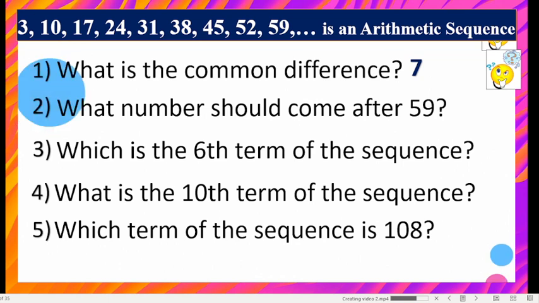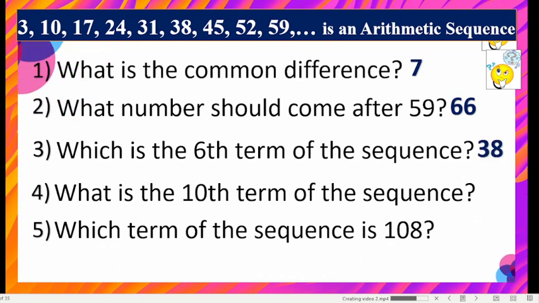Number 2, what number should come after 59? So, 59 plus 7 is 66. Which is the sixth term of the sequence? The sixth term is 38. What is the 10th term of the sequence? Since 59 is the 9th term, hence the 10th term is positive 66.